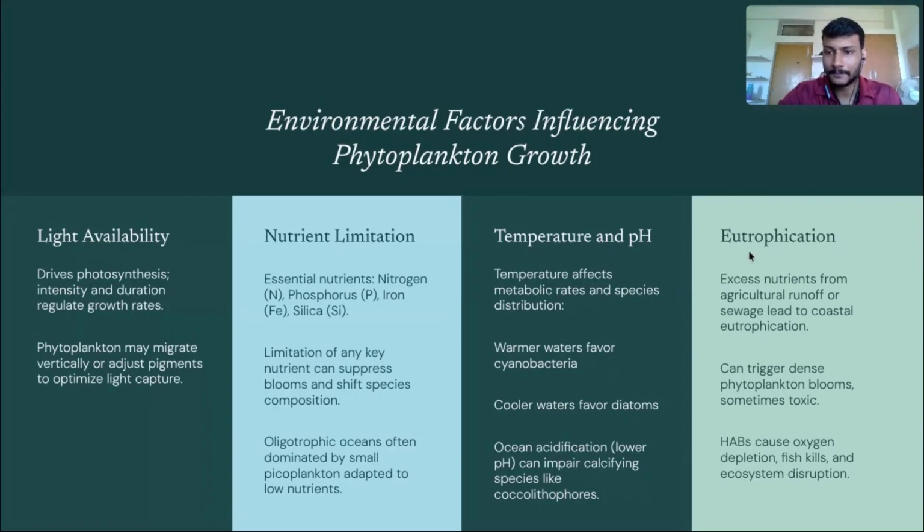Next, we have eutrophication. It is a process where a large number of nutrients is suddenly made available to the sea or ocean due to agricultural runoff water that is being transported by the river directly to the ocean, or through industrial waste, which contains a large amount of nutrients that is being dumped into the ocean or into the river. This can trigger dense phytoplankton growth, which can sometimes become toxic and can negatively affect the subsequent higher organisms present in the marine habitat.